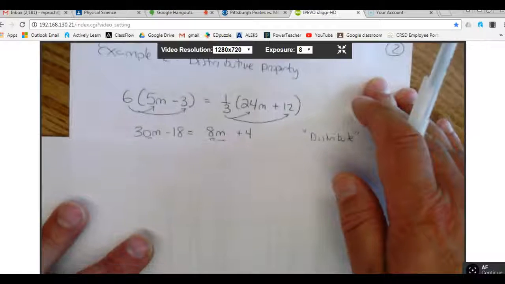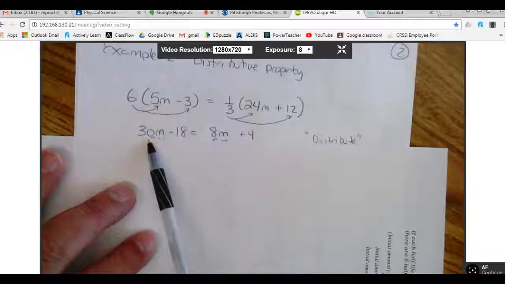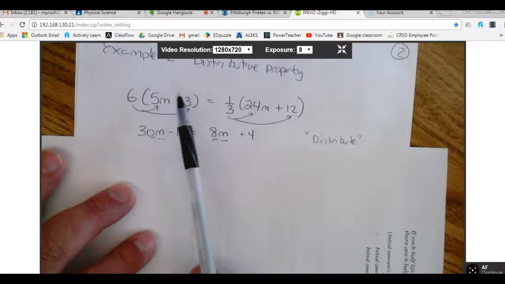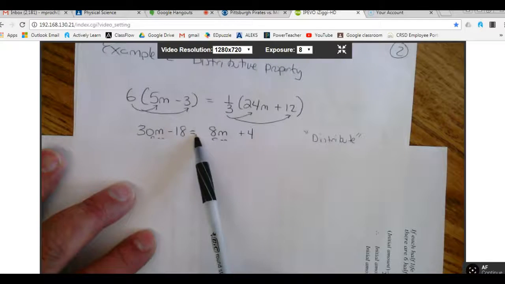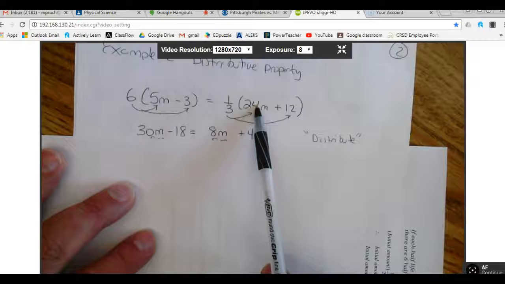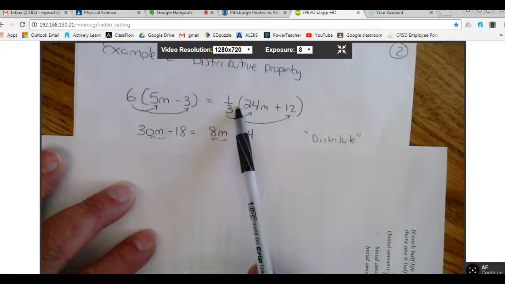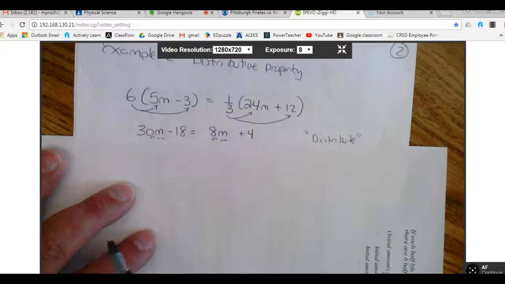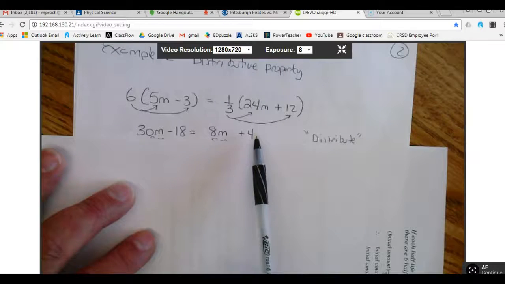Then, when we do that, we end up with 6 times 5m is 30m. And then we have 6 times negative 3, can't forget that negative. 6 times negative 3 is negative 18, so we got the one side done. Then we have 1/3 times 24, and that gives us 24 over 3. When we do the division on that, we get 8m. And then 1/3 times 12 is 12 over 3, it's 4, and it's a positive, plus 4. So then we end up with 30m minus 18 equals 8m plus 4.